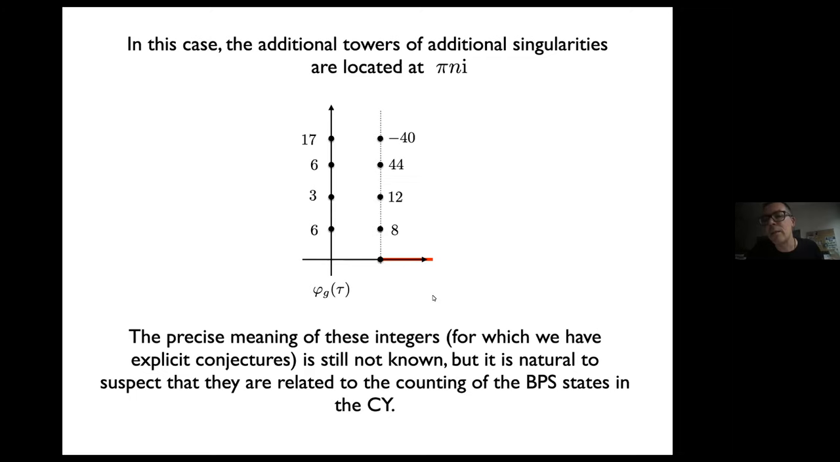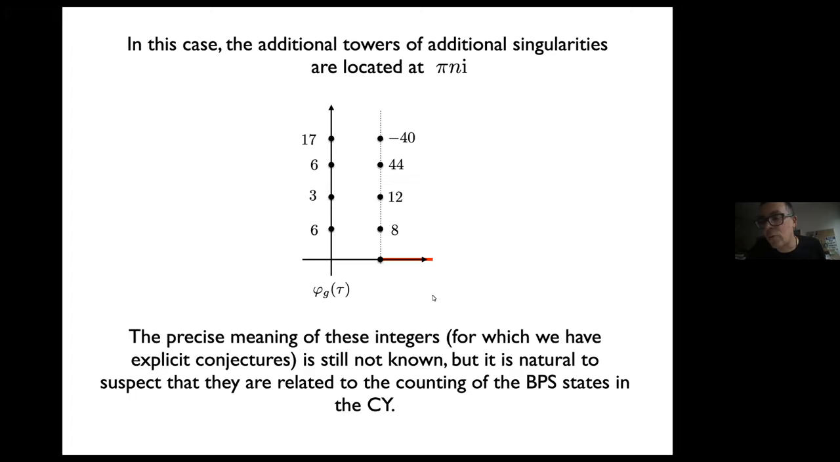Now, the only bad thing about this is that we don't really know what these integer invariants are. I mean, formally we have verified that these are integers, and we have verified this also in the case of local P2, but the precise meaning of these integers is not really known to us. We conjecture, of course, that this must be related to some counting of BPS states on the Calabi-Yau, but so far we have not really clarified this issue.